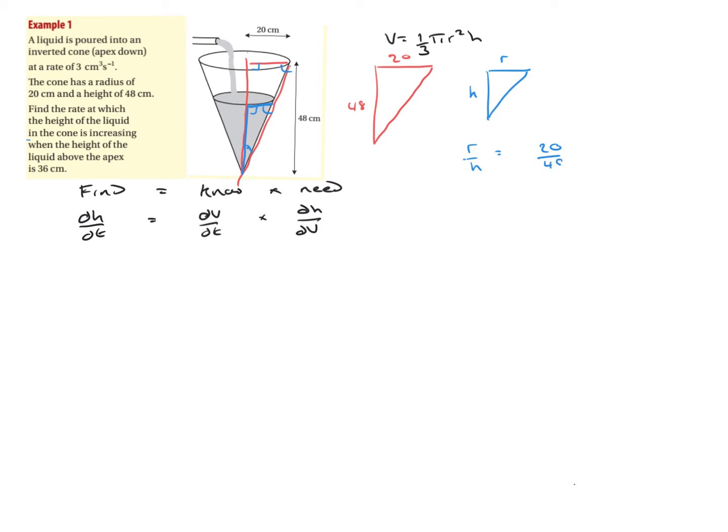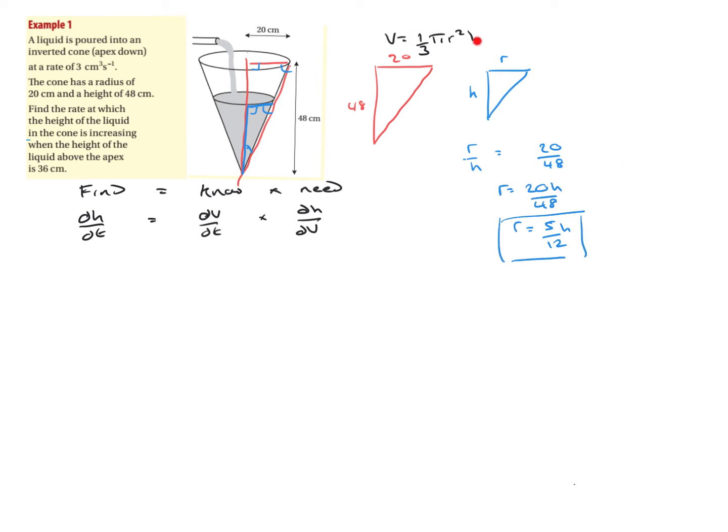And I'm going to try and get rid of my r, because I want everything in terms of h, so that I can differentiate dV/dh, or dh/dV. So r is equal to 20h over 48. We can tidy that up a bit. If we divide everything by 4, it'll be r equals 5 over 12 h.